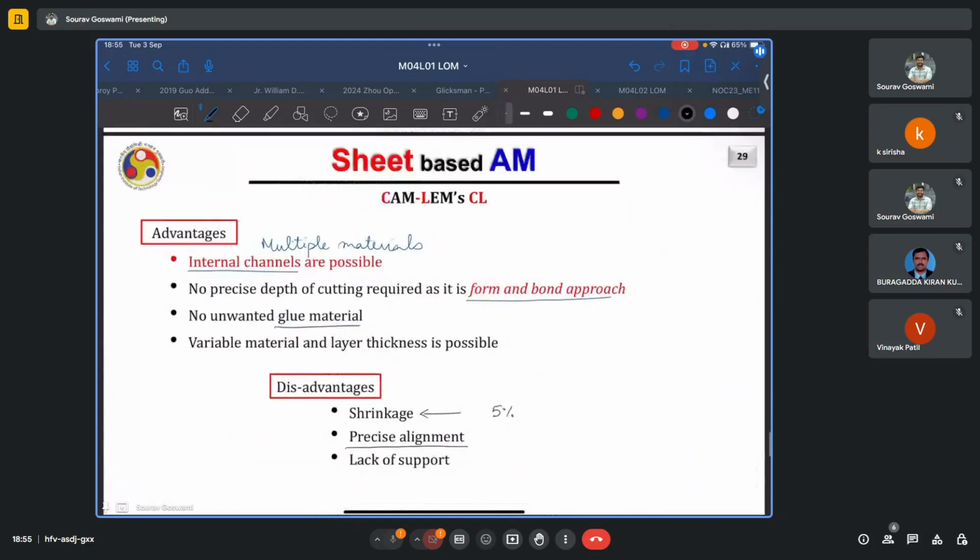And it is not really possible to have explicit supports. However, given that we typically use ceramic or metallic sheets, this disadvantage might be subverted to some extent. However, in certain cases where you need explicit supports, there is no provision of having them.